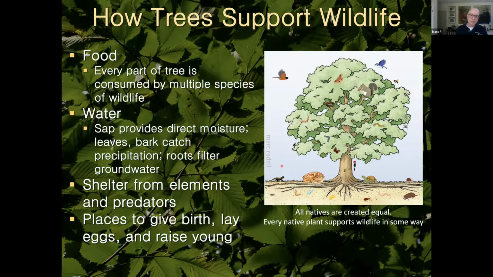Trees also provide shelter from the elements and predators, and a place to give birth, lay eggs. Birds aren't the only things that lay eggs. Insects lay eggs, reptiles lay eggs, a lot of other things lay eggs, and also to raise young. So every part of the tree counts not only for food, but in some other way.